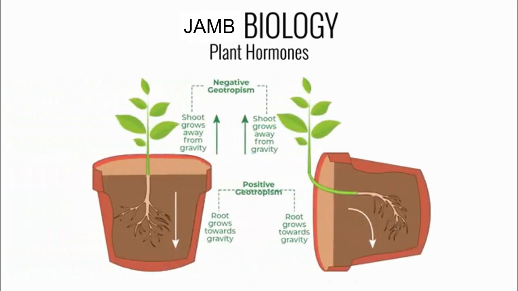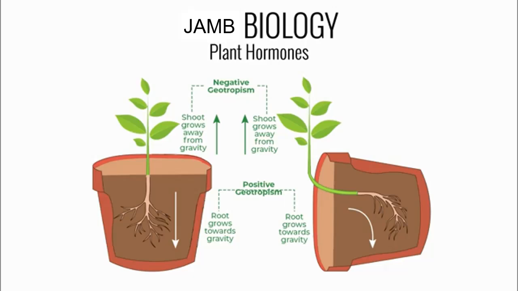Shoots also grow away from gravity and roots grow towards gravity. When a shoot is growing sideways, gravity produces an unequal distribution of auxin in the tip, with more auxin in the lower side. This causes the lower side to grow faster, bending the shoot upwards.